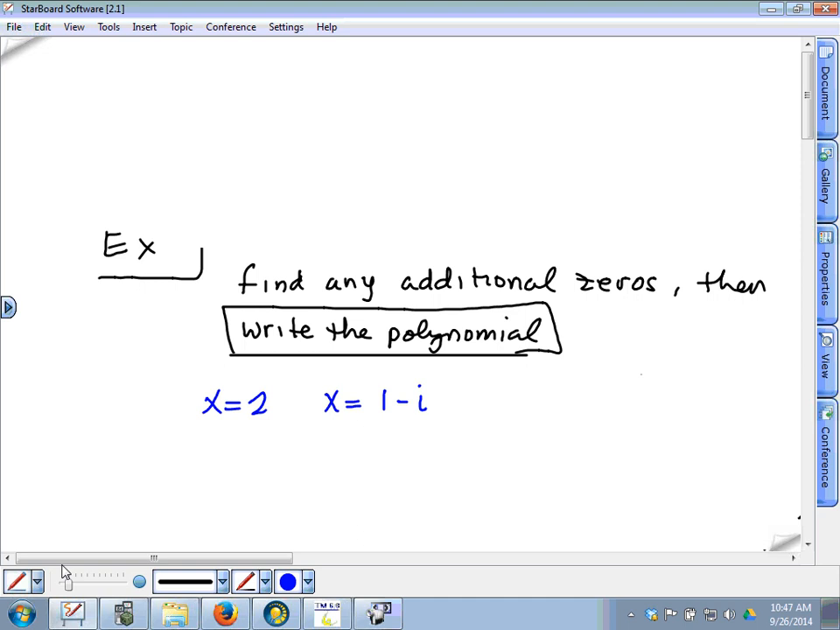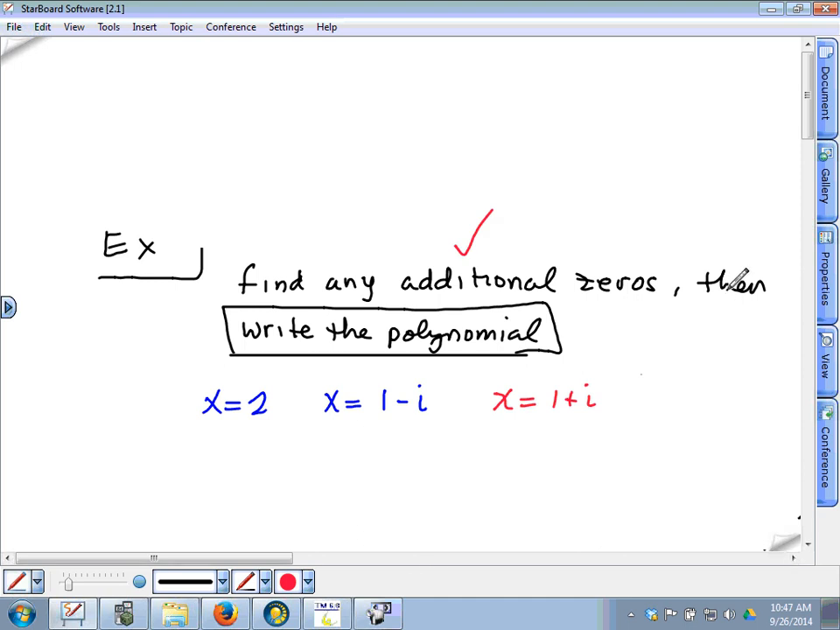Let's just go a piece at a time. The first part says find any additional zeros. And all they mean is use the conjugate zeros there. X equals 2 doesn't have any conjugate pairs, because it's just a rational number. Only irrational or imaginary ones, like this one here, are going to have a conjugate pair. It wasn't written on purpose, because you have to come up with it. What's the other zero? 1 plus i. So that answered the first part. Find any additional zeros. We did that.